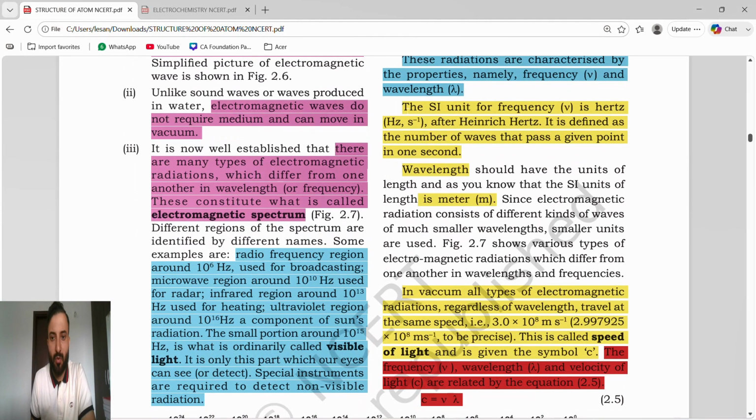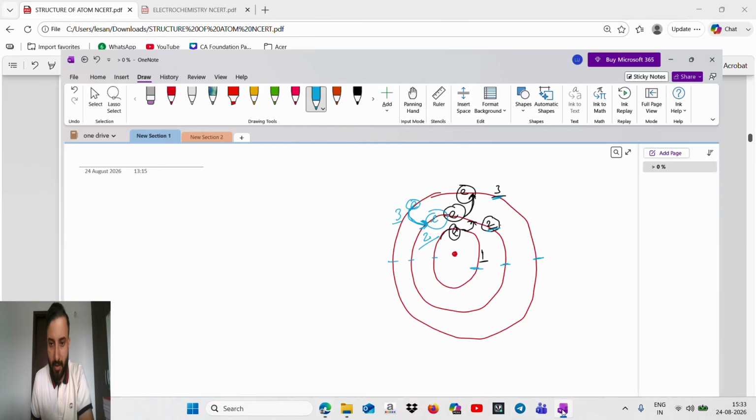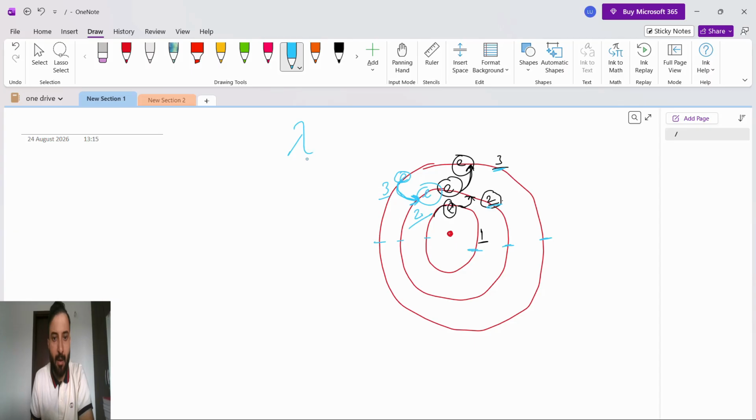So guys, this is the definition of frequency. Frequency is denoted by nu, and the SI unit of frequency is hertz. It is named after the scientist Heinrich Hertz. Frequency is defined as the number of waves that pass a given point in 1 second. That's called frequency. Wavelength is denoted by lambda. The SI unit of wavelength is meter.